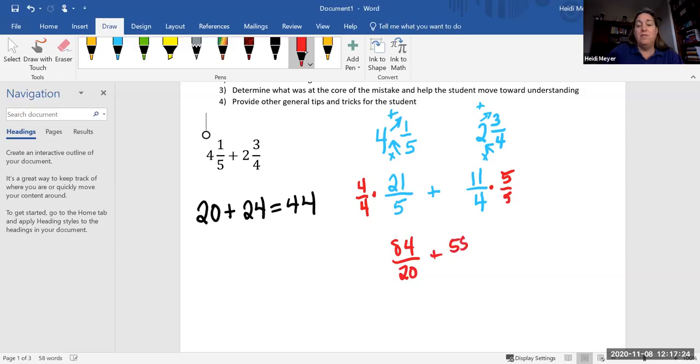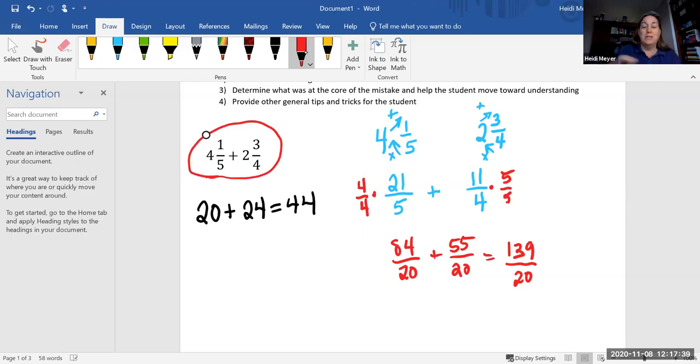plus 55/20. And if we add that, we get 139/20. Now, just throwing this out here as a hint, typically if your problem starts out using mixed numbers, you should go from here and change this improper fraction that you have as your answer into a mixed number. We're not going to take the class time to go through that as well.